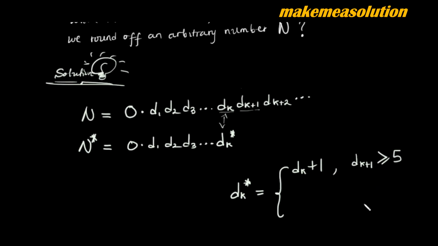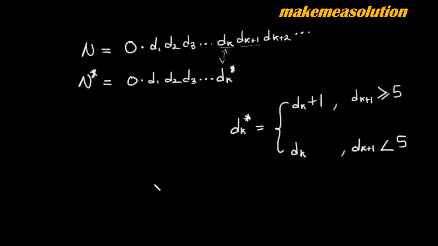However, if dk plus 1 is less than 5, I'll just leave my dk the way it is. I'm not going to modify it, so my dk asterisk will be dk. Is that okay? So I have now gotten the rounded off version of my number n.